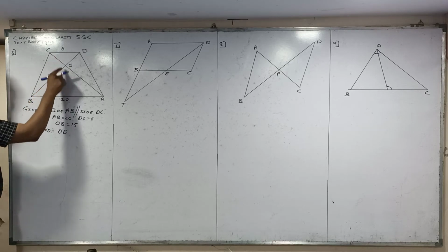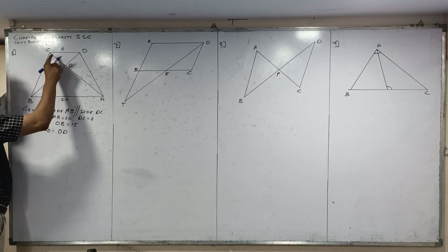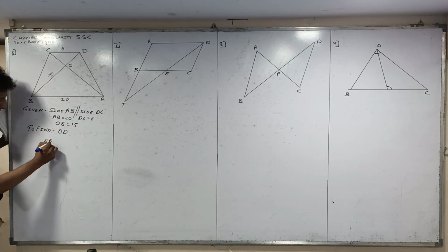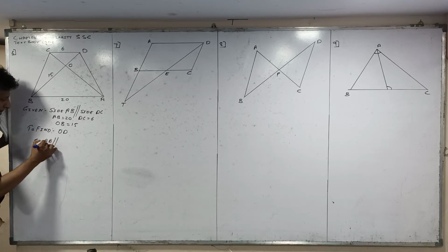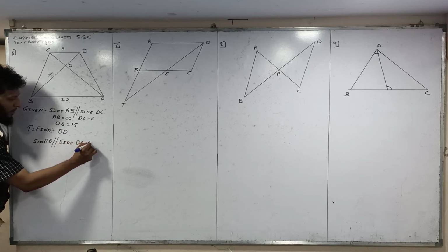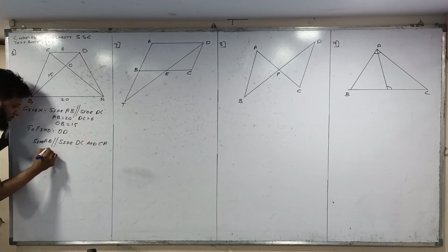So we have to prove these two triangles similar, just like the fifth sum. So AB is parallel to side DC, and take AC as a transversal.